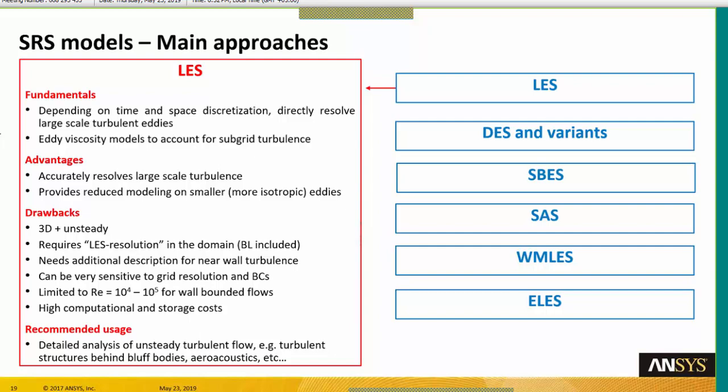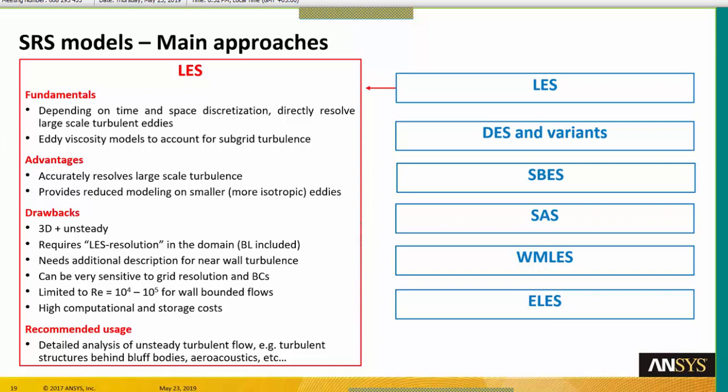And you also need an additional description for near-wall turbulence. It can be very sensitive, of course, to grid resolution, but also to the turbulent content that you feed at the borders or at the interface between RANS and LES. And it's very limited in terms of Reynolds number. Why? For wall-bounded flows, you will have severe problems near the walls, because the eddies get smaller and smaller near the walls, and it can be extremely difficult.